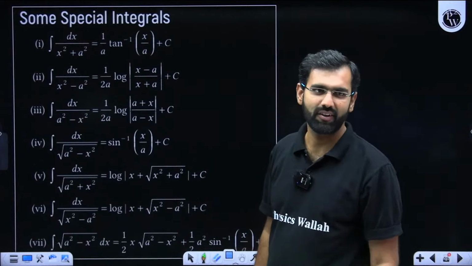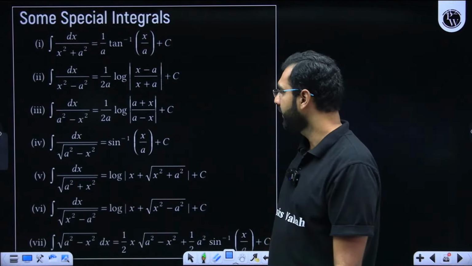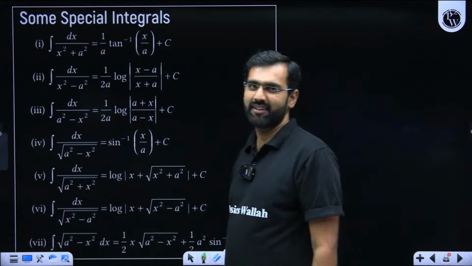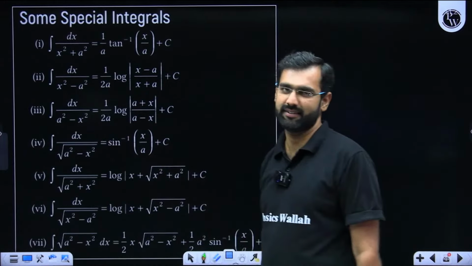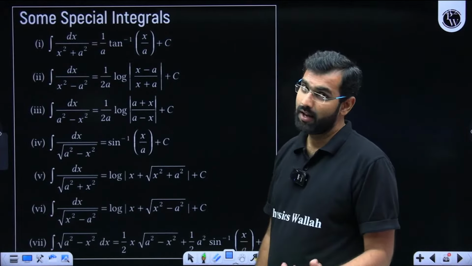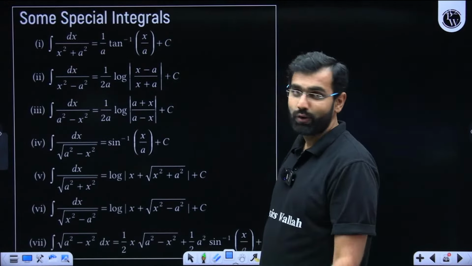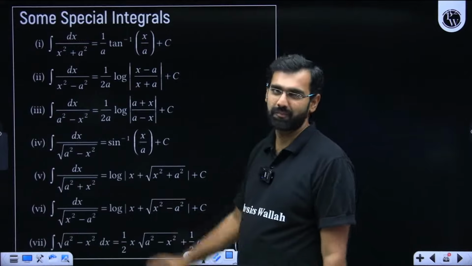Mod will be there whenever ln is there. And if it is a square minus x square, then also it is 1 upon 2a, but now ln of mod a plus x upon a minus x. There is a slight difference. Now you got to remember it, and if you make a slight error, the answer will be gone.